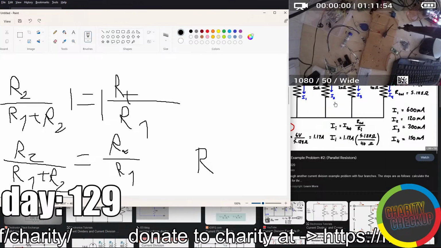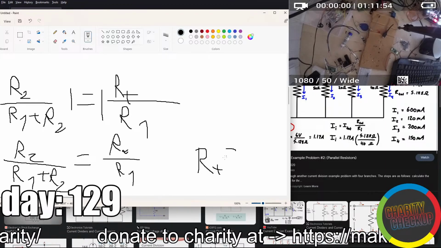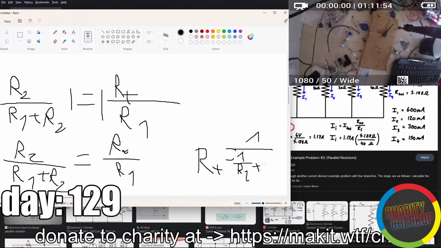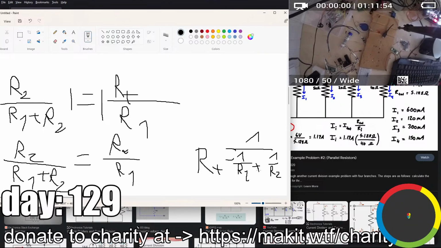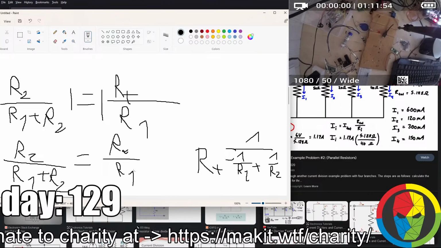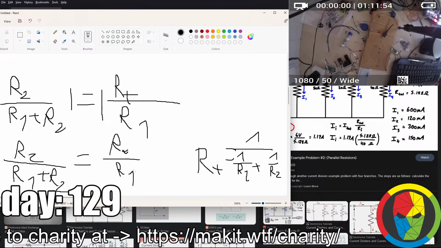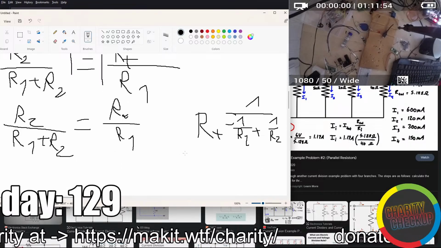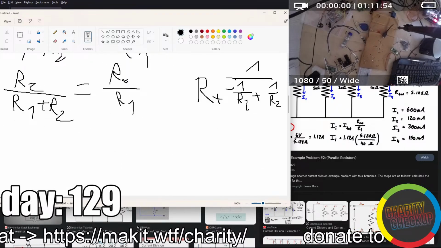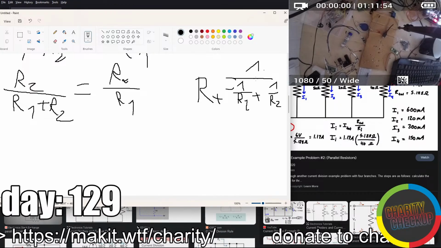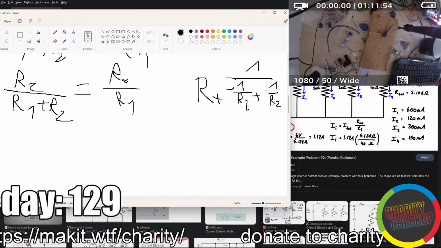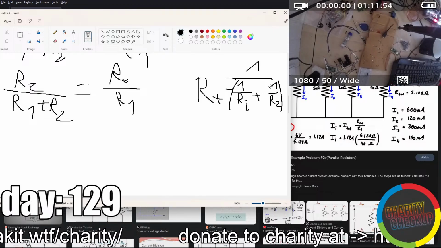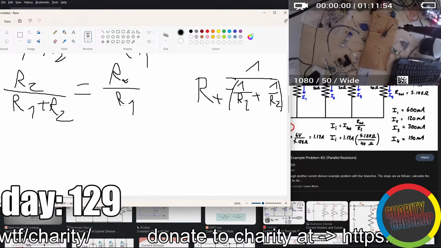because this is parallel, right? Then total resistance is equal to 1 divided by 1 divided by R1 plus 1 divided by R2. We can put this in. Yes, I suppose. There's a lot of divisions. So many divisions. We can put this in over here. Then it's 1 divided by this, 1 divided by this, divided by R1.